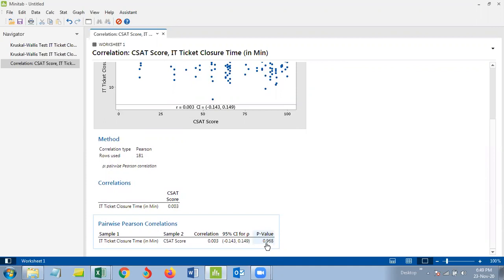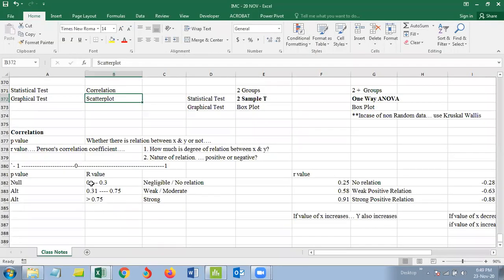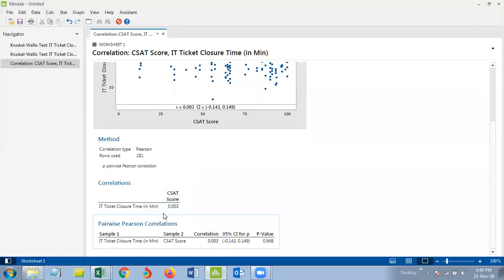Null. Perfect. So that confirms there is no relationship between your customer satisfaction score and the ticket closure time. And that's what your R value is also telling you. If we just look at the table, the R value is in this zone, 0 to 0.3. It says 0.003. That's the Pearson correlation coefficient, which is here also. So pretty much this tells you there is no relationship.